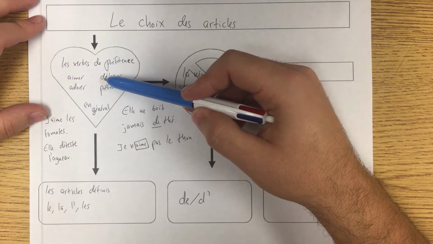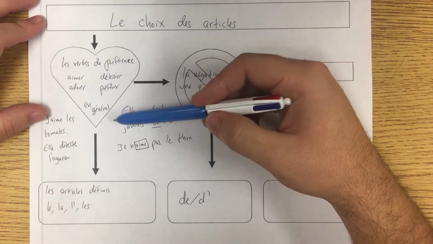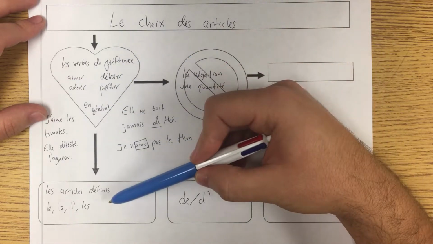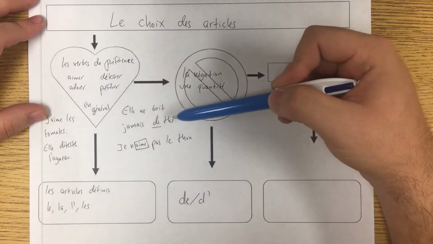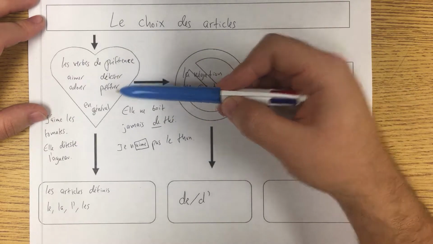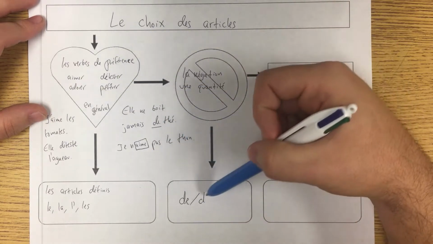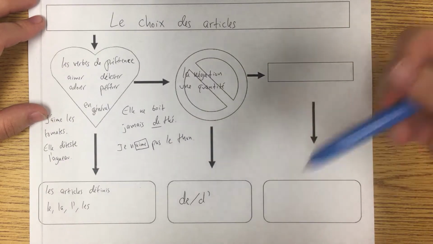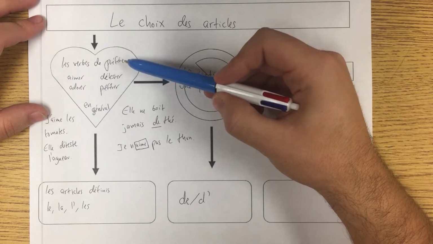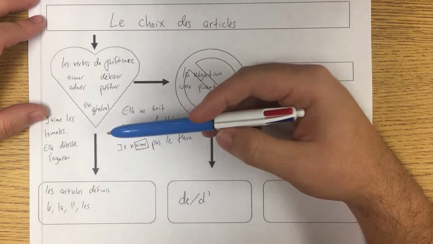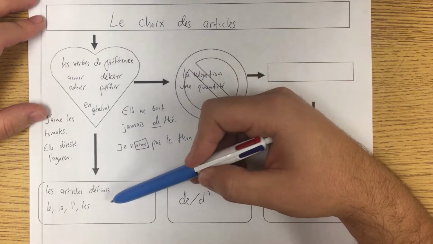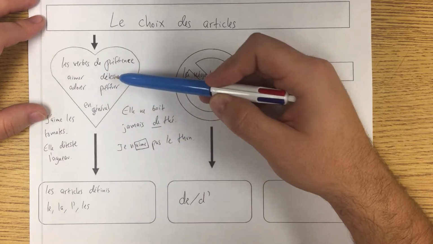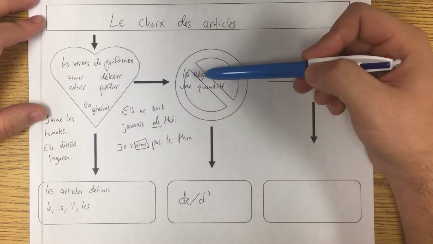So with our verbe de préférence, regardless of if it's affirmative or négatif, we're going to use les articles définis. All other verbs that aren't un verbe de préférence, we will use de ou des apostrophes dans une phrase négative. Okay? So again, we start, is there a verbe de préférence in the sentence? If there is, affirmative ou négatif, we're going to use les articles définis. If there's no verbe de préférence in our sentence, we're going to keep going.